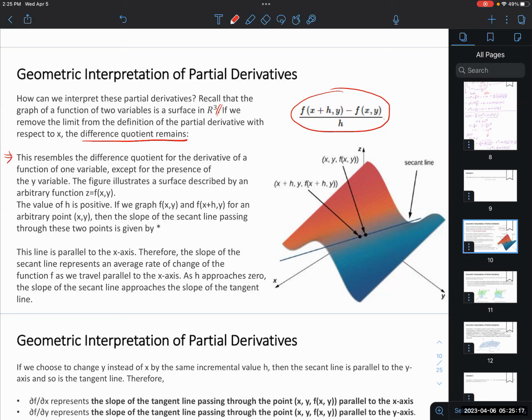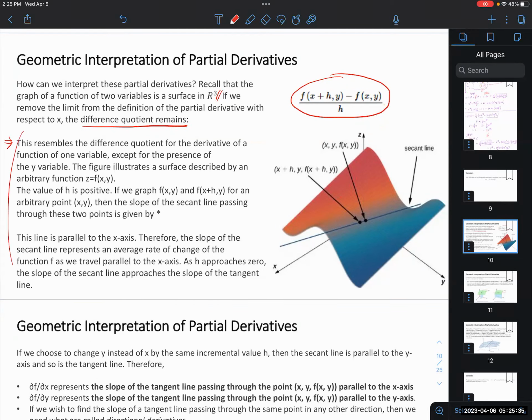This resembles the difference quotient for the derivative of the function of one variable, except for the presence of the y variable. So the figure illustrates a surface described by an arbitrary function z equal to f of x comma y. So in this case, they're just talking about the same thing over again. So we are trying to find out the partial derivative, either this one or that one. So same thing, if you want to take the derivative with respect to x, you are changing the x. So we have two different functions.